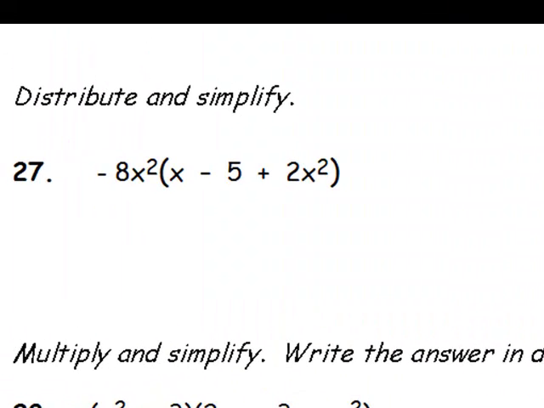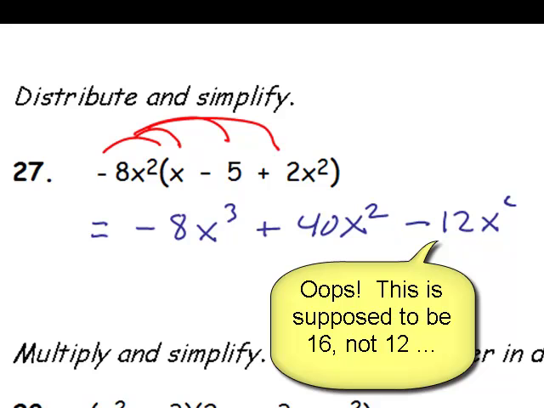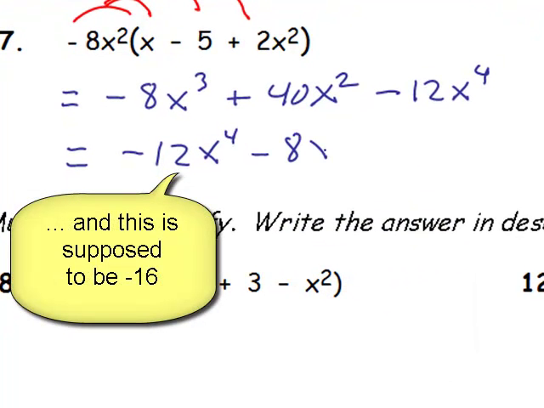27. Distribute and simplify. So the negative 8x squared gets multiplied to each of those. Times x is a negative 8x cubed. And then times negative 5 is a positive 40x squared. And times 2x squared is a negative 16x to the 4th. Let's write this in descending order. Negative 12x to the 4th minus 8x cubed plus 40x squared.